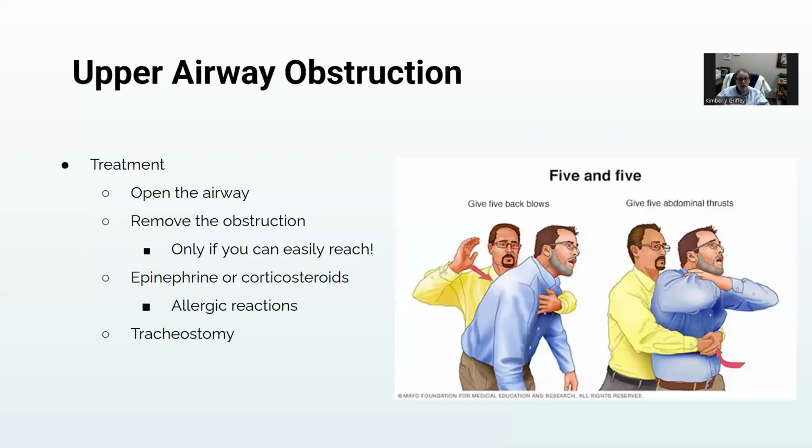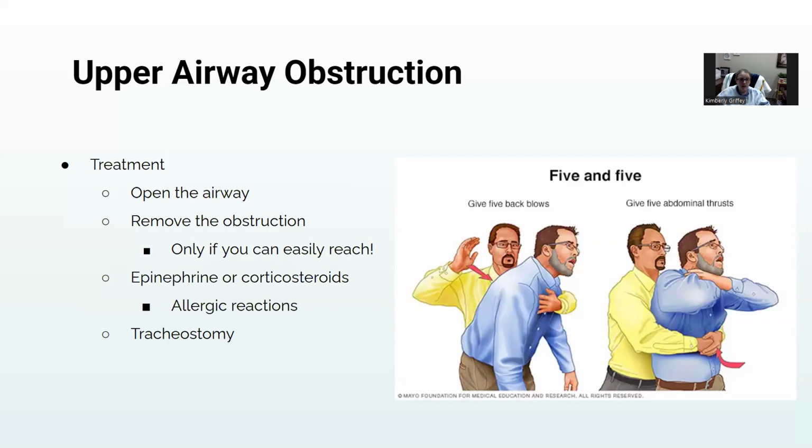So how do we treat an upper airway obstruction? We want to open the airway, and remove the obstruction only if you can easily reach it. Remember back to CPR training, you don't want to risk pushing that obstruction further down. So you can do a Heimlich maneuver. You can also give epinephrine or corticosteroids if they're having an allergic reaction.